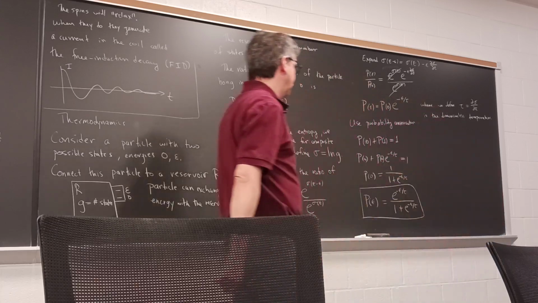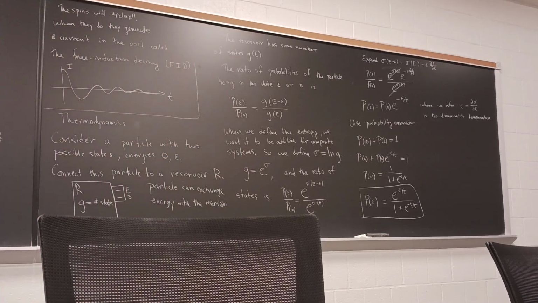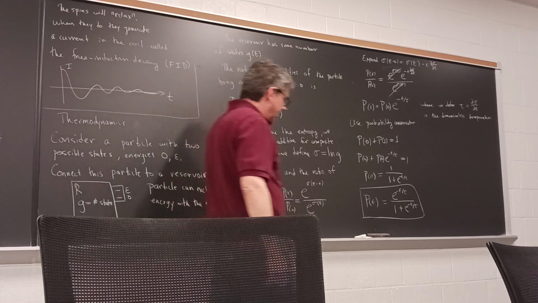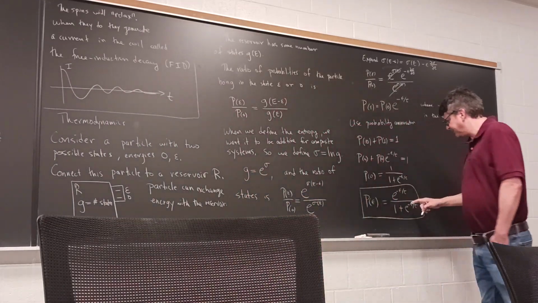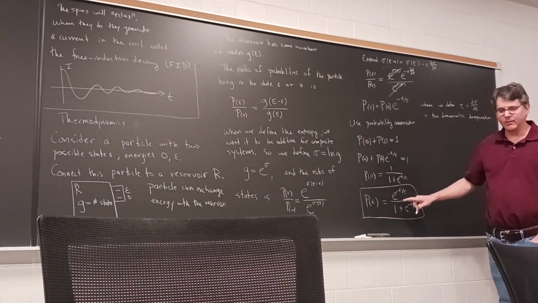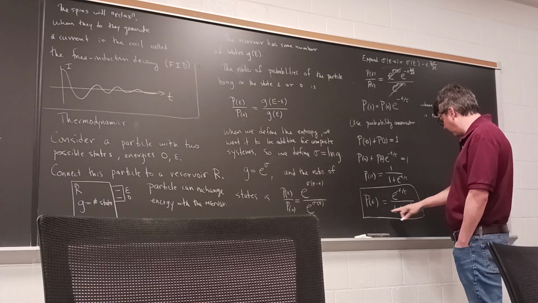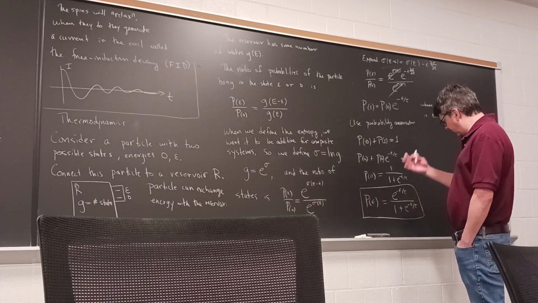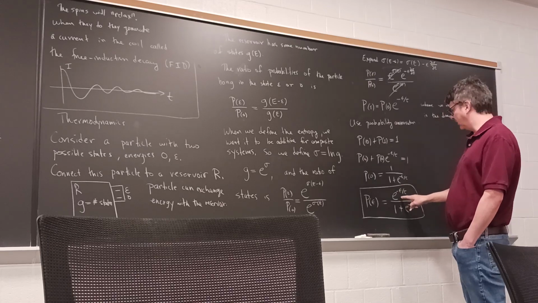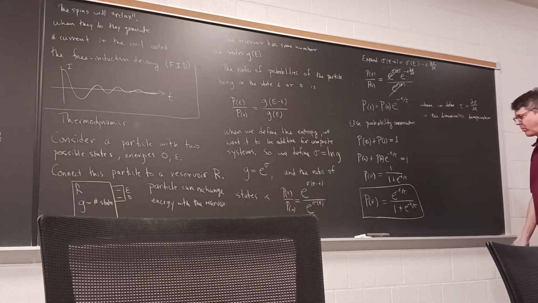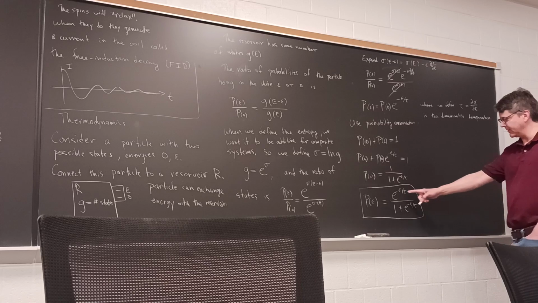Okay, so this is for fermions. This is the fermion rule. The important piece here that I want to focus on is just the fact that it's proportional to e to the minus epsilon over tau.